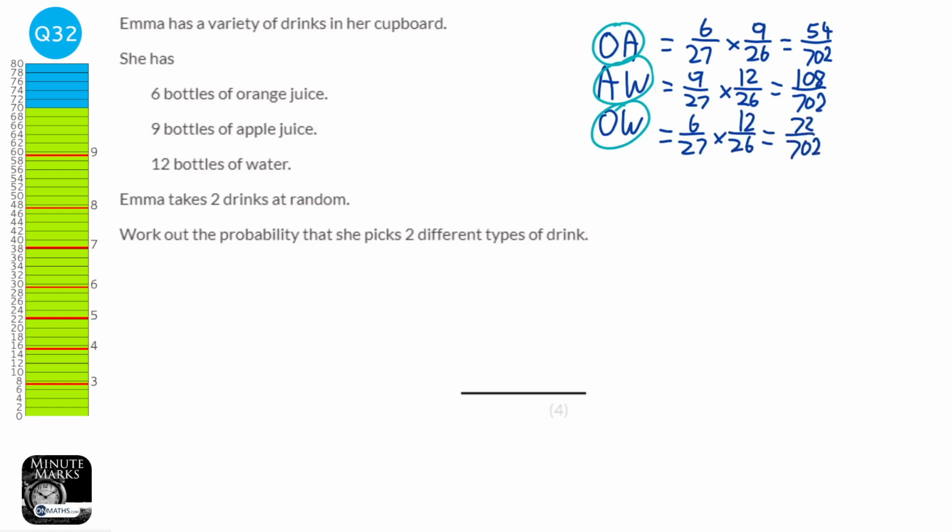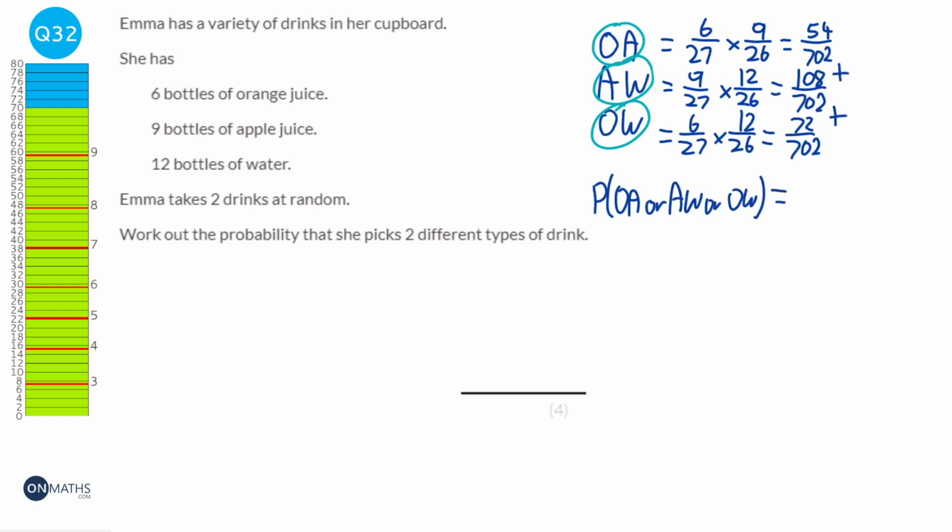Now we're looking at the probability of this or this or this, and the word or means add. So the probability of (OA or AW or OW) is these added together. And when you add them together, you get 234 over 702.